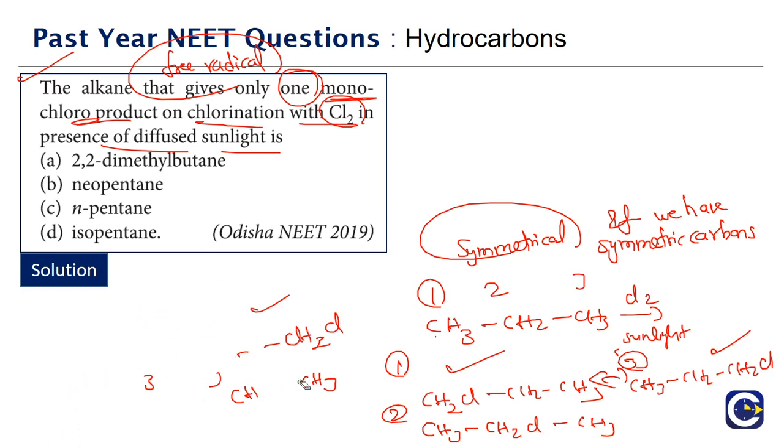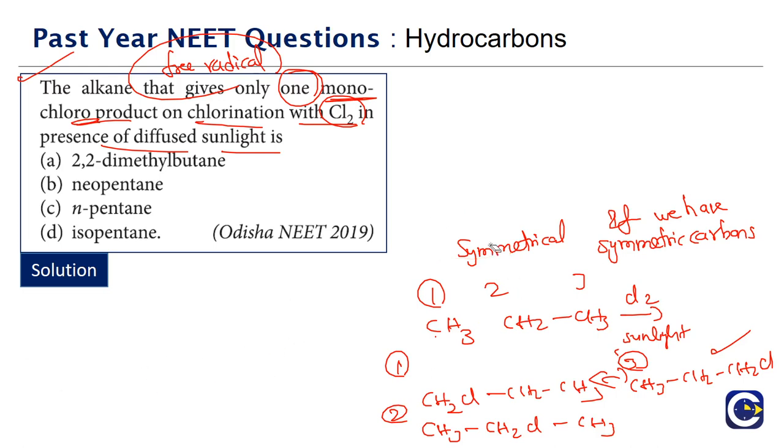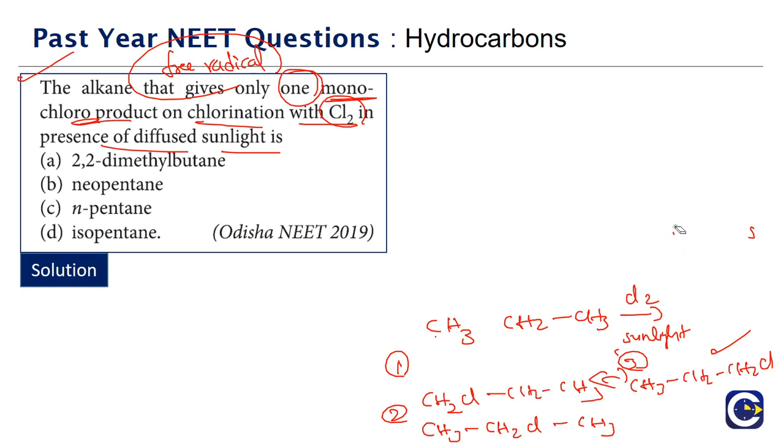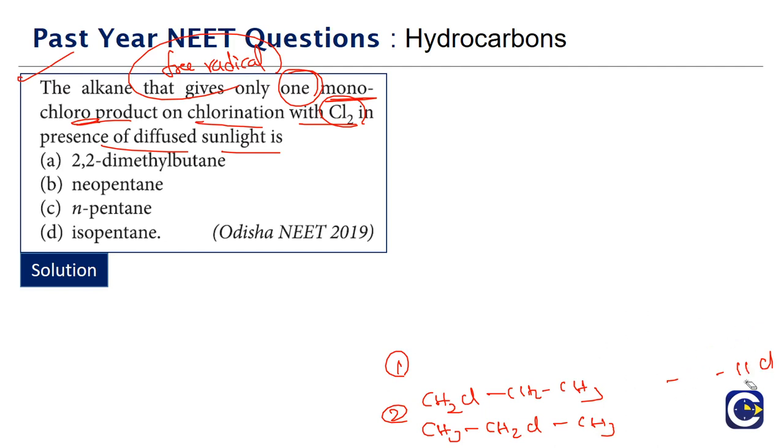So we have to look at each of these options. Since they are asking which of the following is going to give us one monochlorination product, we must go through each of these options and check which of them will satisfy and which will not. First, they are giving 2,2-dimethylbutane.